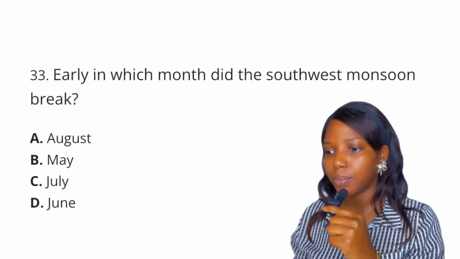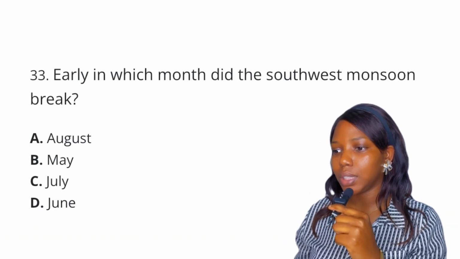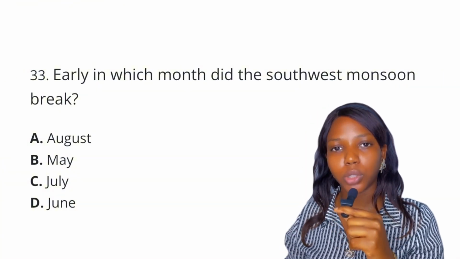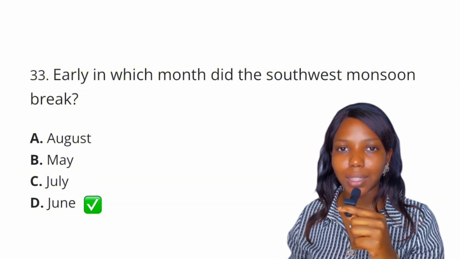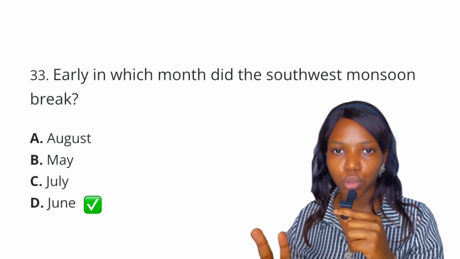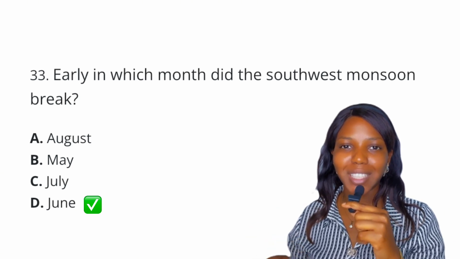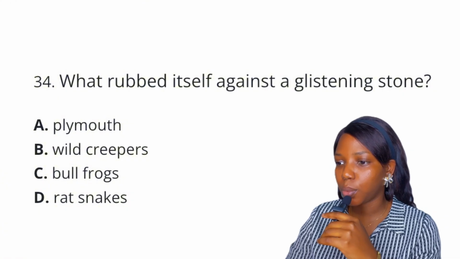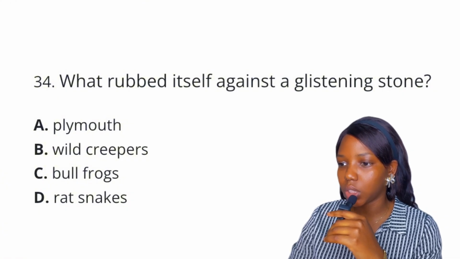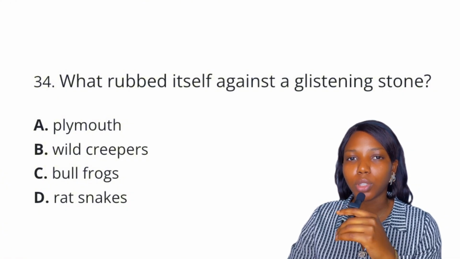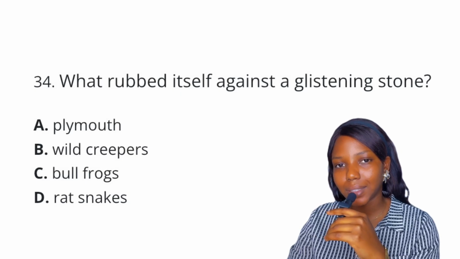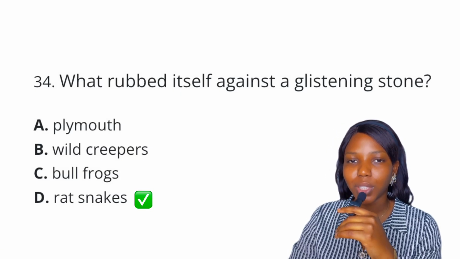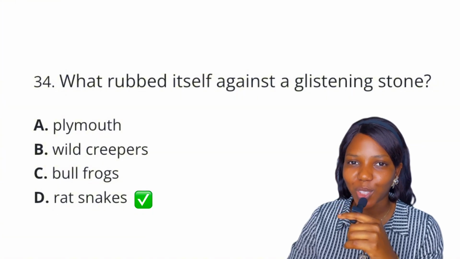Now, question 33. Early in which month did the southwest monsoon break? The answer to this question is option D, June, and we can find this in paragraph 2. So option D is the final answer. Question 34. What rubbed itself against a glistening stone? The answer is option D, rat snakes, and we can find this in the third paragraph. So option D is the final answer to this question.